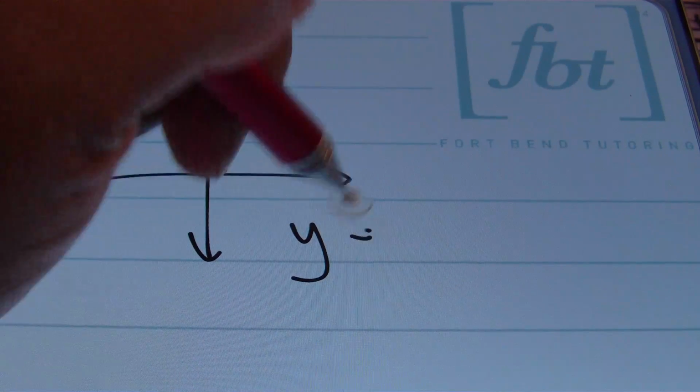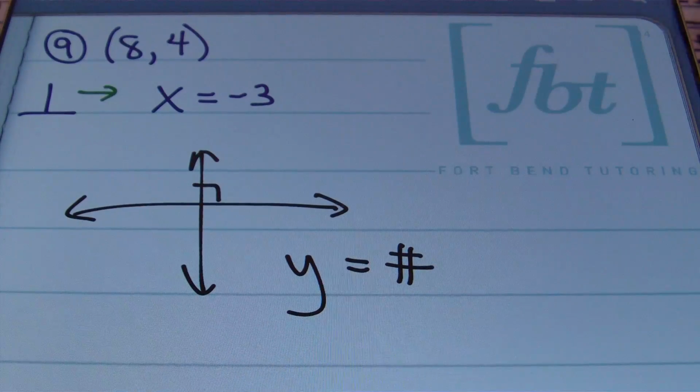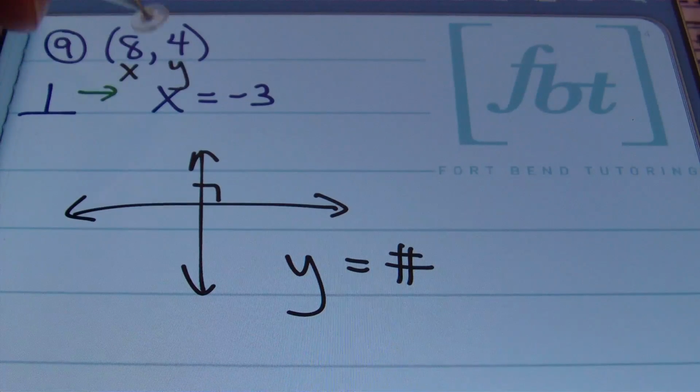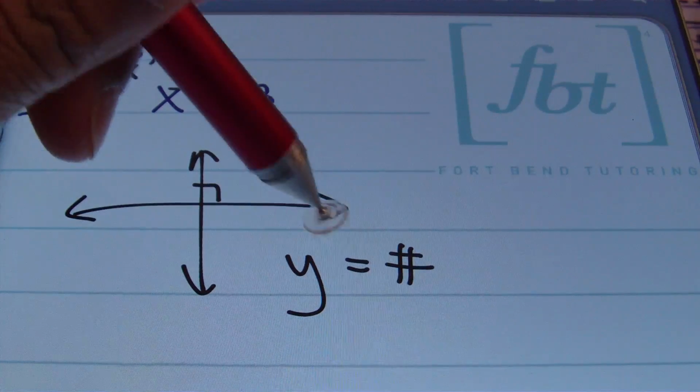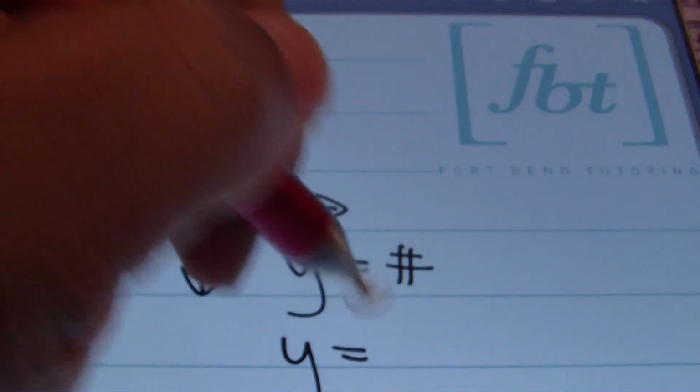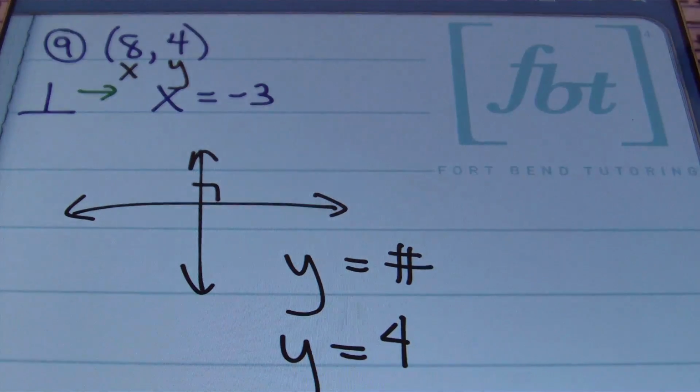All right, so well, good thing that they're giving us a point, because they just told us that the point that our line is going to go through has an x value of 8 and a y value of 4. Well, if our answer has to be in the form of y equals a number, well, that number has to be the y value of the point that it's going to go through. So that means that your answer here is y equals 4, and that's it.